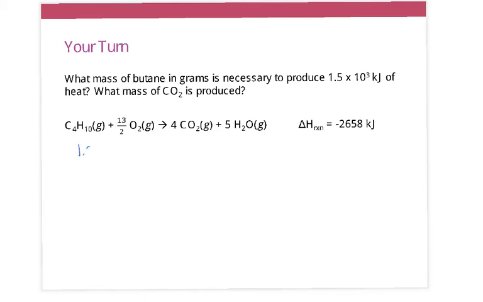So we have 1.5 times 10 to the third kilojoules of energy, and we see that for every 1 mole of butane, we get negative 2,658 kilojoules of energy. So since kilojoules is on the top, kilojoules is going to go on the bottom, which gives us 1 mole of butane.